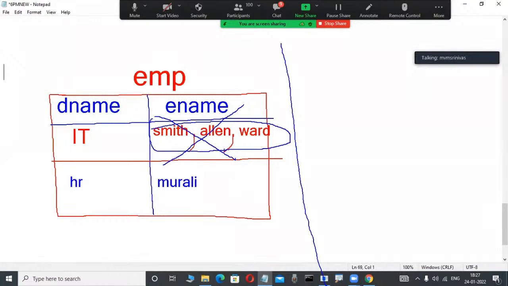Actually, this table is not a problem. Table creation is also possible here, with Smith, Allen, Ward working. But why this is not recommendable, even though every cell has a single value? Table creation is not a problem. Another thing is the problem. What is that? Observe, very important. E.F. Codd, he is a mathematician.